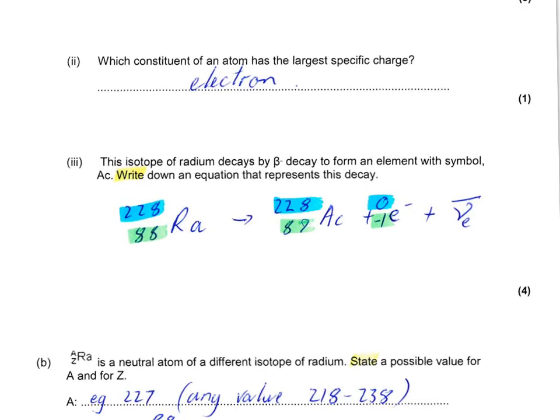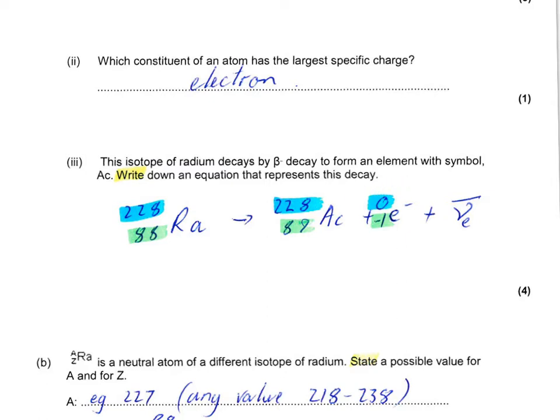We're then told that this isotope of radium decays by beta minus decay to form an element with the symbol Ac. We're asked to write down an equation that represents that decay. So we'll start off with the 228 88 radium, and I would go next to the 0 minus 1 beta minus. We represent beta minus as 0 minus 1.